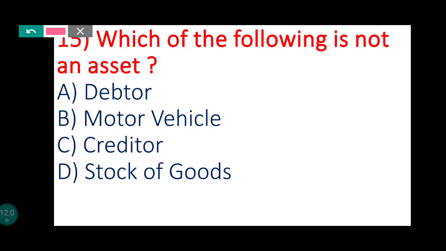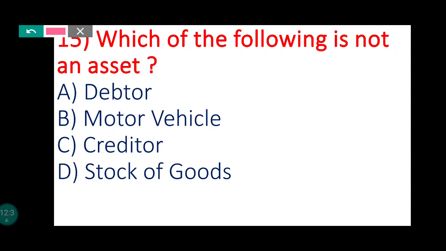Here it is given, first one is debtor. Debtor means who? From whom money is receivable. Okay, debtor is a person who owes money to the business for goods or services supplied to him on credit. So if amount is receivable from debtor, we will get money from debtor. So they are our asset. Motor vehicle is also asset, and the D, stock of goods, is also asset.